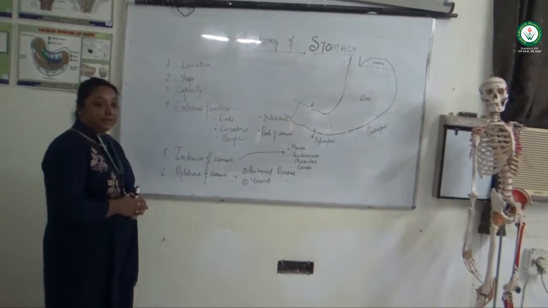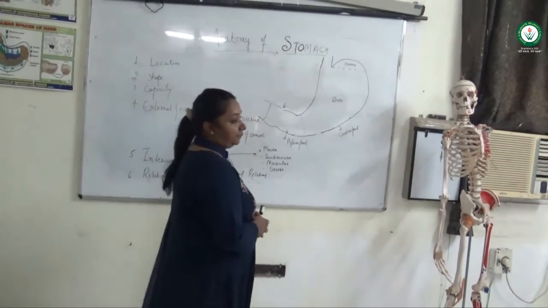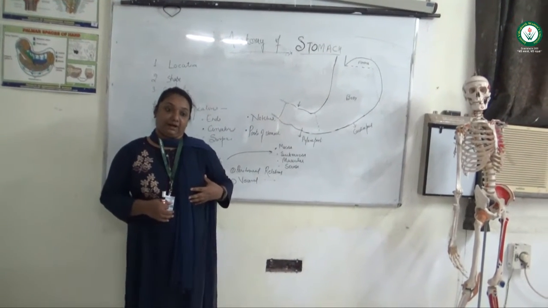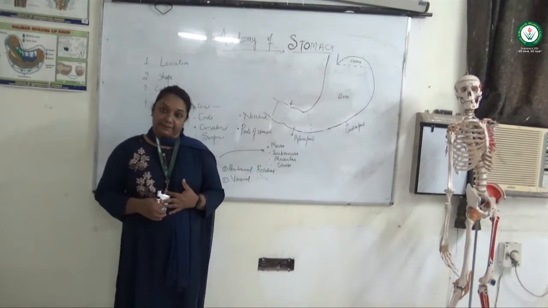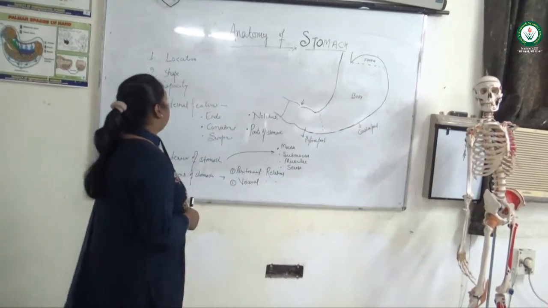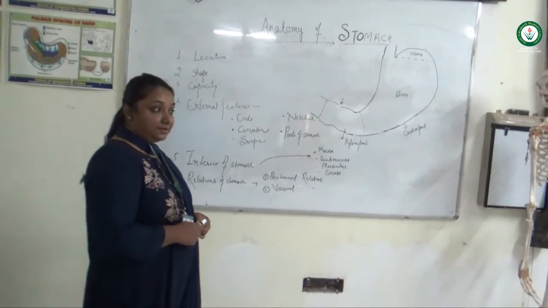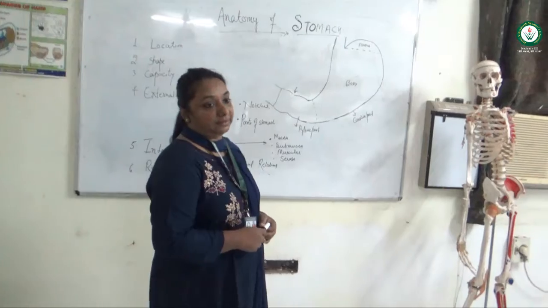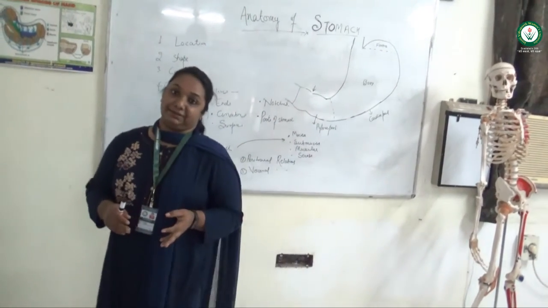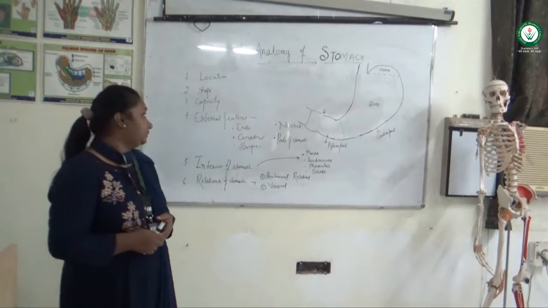Location: it is lying in the upper abdominal region, and it is occupying most of the part of the left hypochondrium and some part of the epigastric and the umbilical region. Now you will see the shape. It is J shaped when the stomach is empty, and if it is distended with food, then it moves in a transverse line.